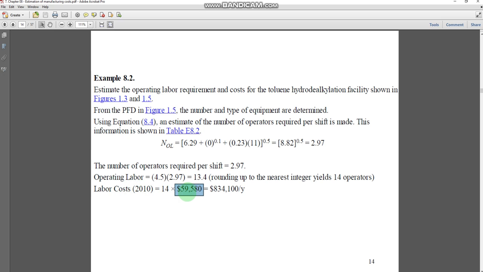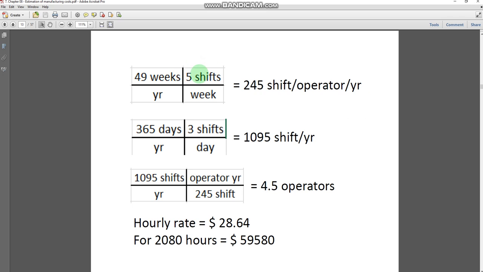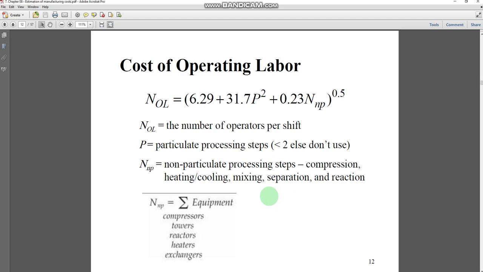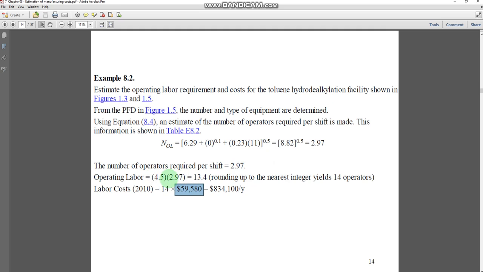But this value can change with the region and with the type of plant the operator is working on. So you can play with different things. Sometimes the number of shifts per week can vary, or maybe the number of shifts per day can vary, so ultimately these numbers can change. First of all, you have to find out the number of operators required to match this number of shifts. Then you use this equation to get the number of operating laborers, and then you multiply these two numbers together to get the actual number of operating labor. So this is all for today, and please let me know if you don't understand anything. Thank you.